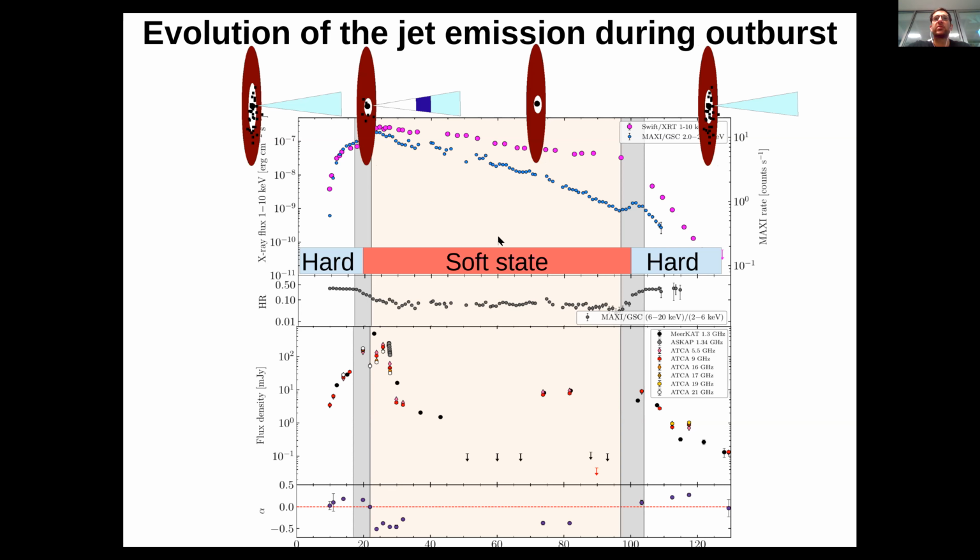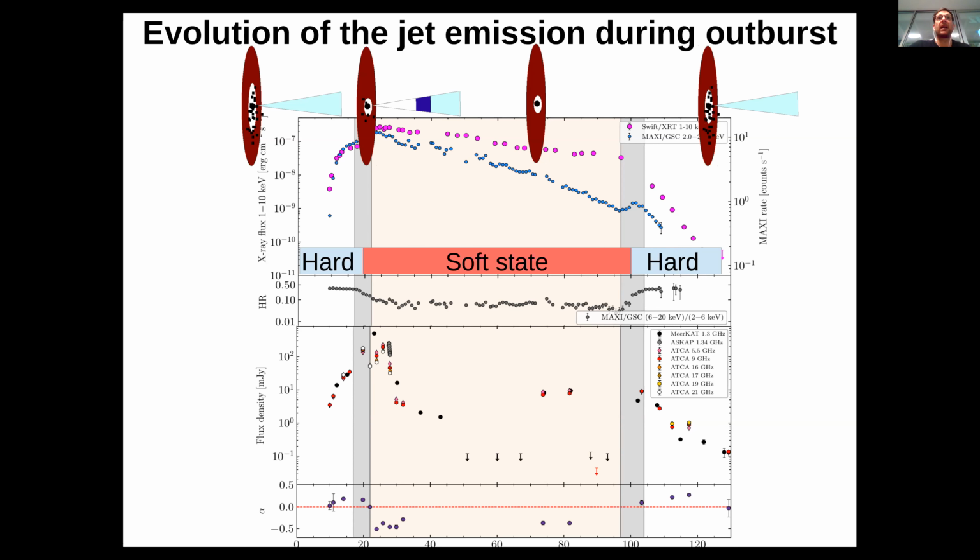Then during the full soft state of the outburst, we don't see any jet emission from the system, although as shown by Francesco's work here, we may see some residual radio emission that's due to those ejected knots that are now disconnected from the system, have propagated out, and are interacting with the surroundings. Then as the source transitions back to the hard state from the soft state, we see that steady compact jet re-establish itself.